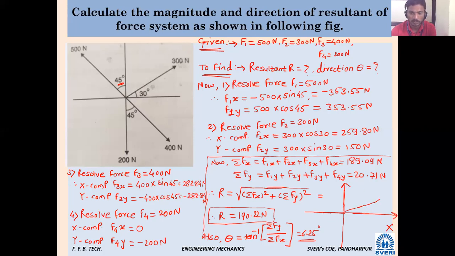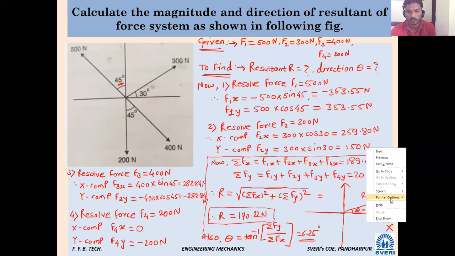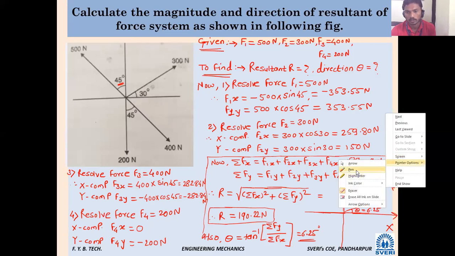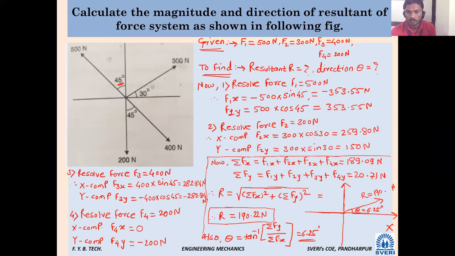Very good. So it will be something like this. So here R is equal to 190.22 Newton. And what is this theta? Theta equals 6.25 degree. Your problem will be in this way. So that will be the complete solution of your problem. Any other? Somebody has got some other answer?